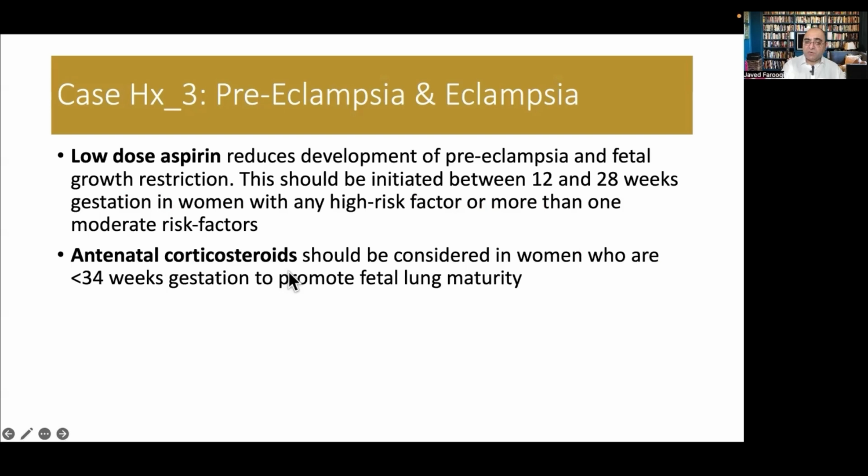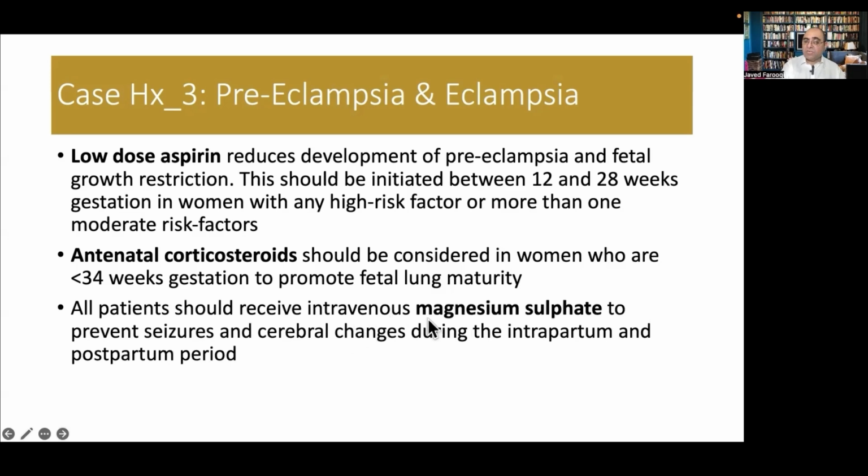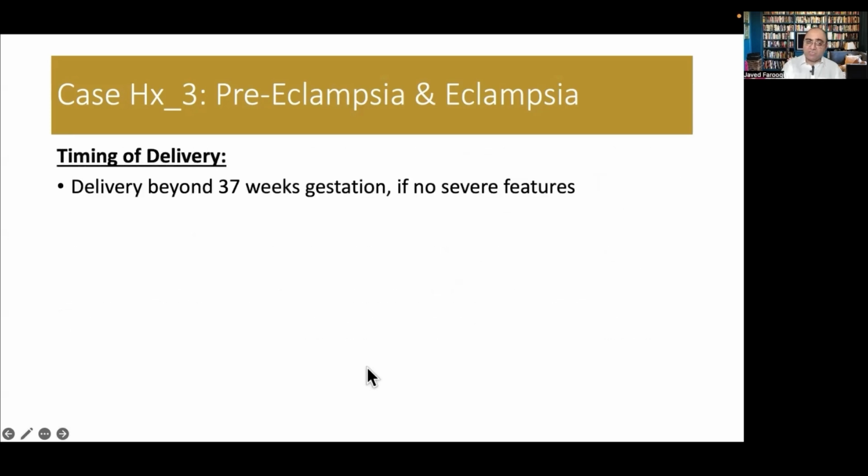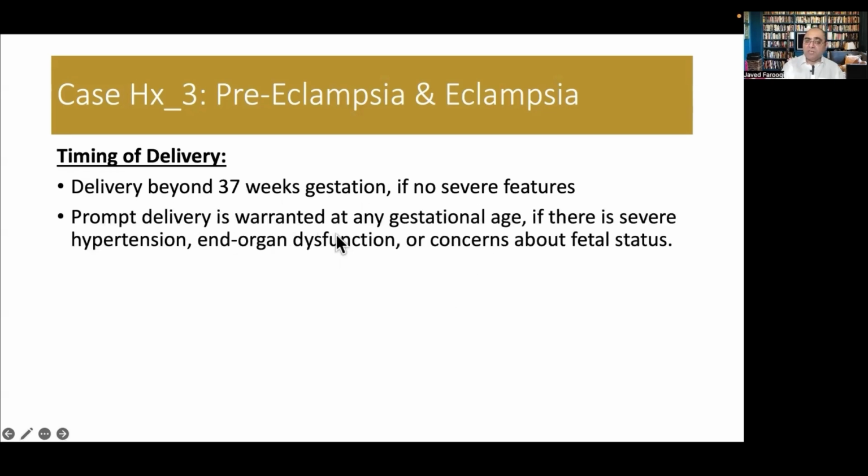What about the antenatal corticosteroids? These should be considered in women who are less than 34 weeks gestation to promote fetal lung maturity. All patients should receive intravenous magnesium sulfate to prevent seizures. This was prophylactic, and this is the treatment, for cerebral changes during the intrapartum and postpartum period. Timing of delivery, what about this? Delivery beyond 37 weeks gestation if no severe features, and prompt delivery is warranted at any gestational age if there is severe hypertension and organ dysfunction or concerns about fetal status. And we discussed what that criteria was.